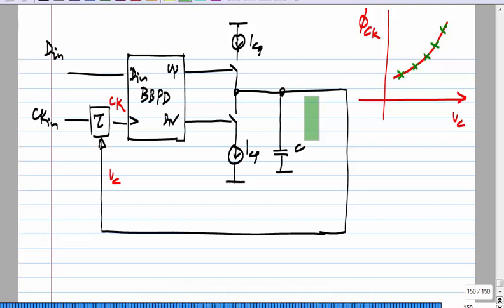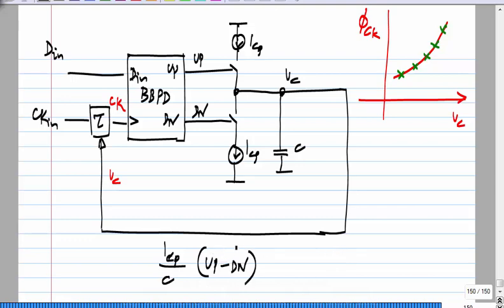Comparator where? At the output of what? Now, what is the voltage across the capacitor? So, let me call this up and down. What is the expression for the voltage across the capacitor? It is ICP by C times up minus down, okay.